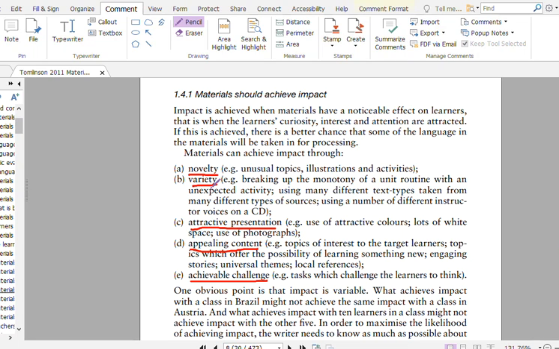Attractive presentation should be attractive, using photos, images, blank spaces, or things like that. Appealing content should be attractive, interesting, with achievable challenges. You should provide the students with challenges, but not complex challenges. Challenges should be achievable.